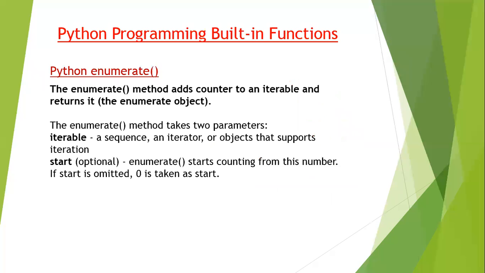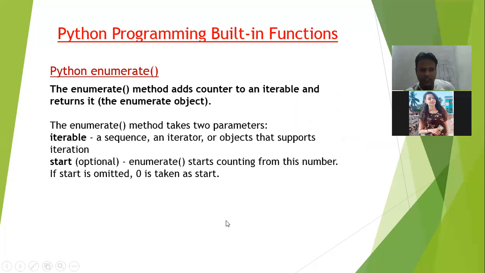Next is Python enumerate. The enumerate method adds the counter to an iterable and returns it. And enumerate method takes two parameters. One is iterable, another is start. Iterable is a sequence, iterator or object that supports the iteration. Start is the number from which enumerate starts counting. If start is omitted, zero is taken as a start.